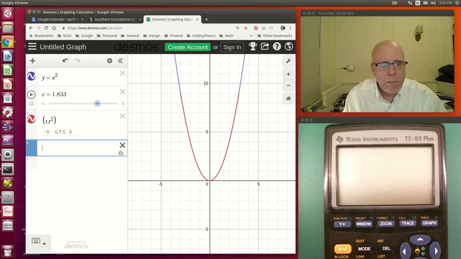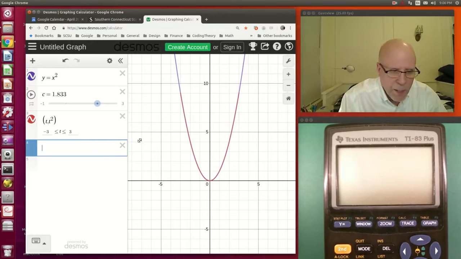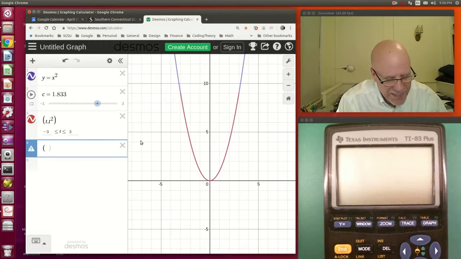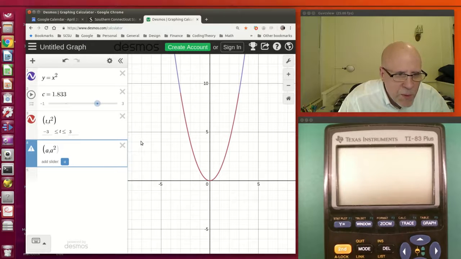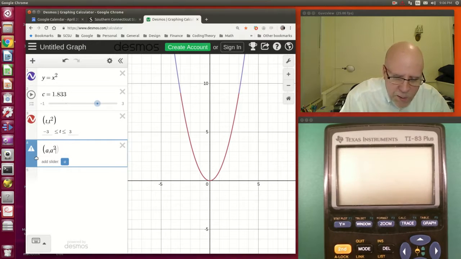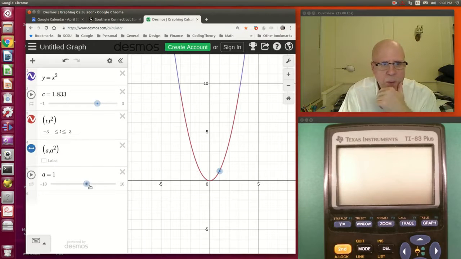I think I can. Now I gotta try: a comma a to the second. We're gonna add just a little, so the point should be fine. We'll add a slider for a there. Yeah, so you get a point that can be put in motion.